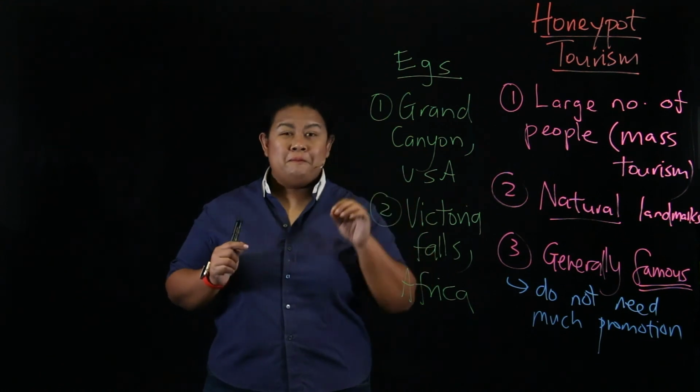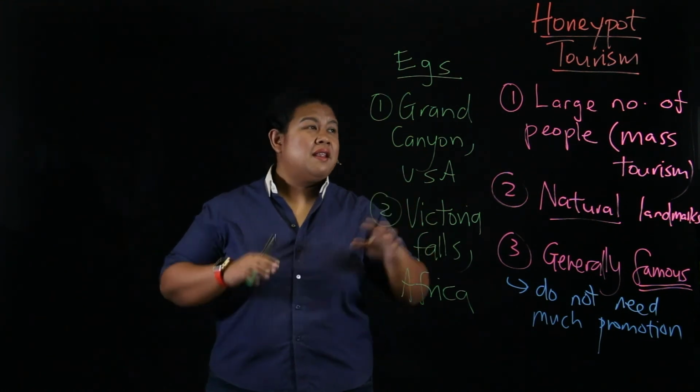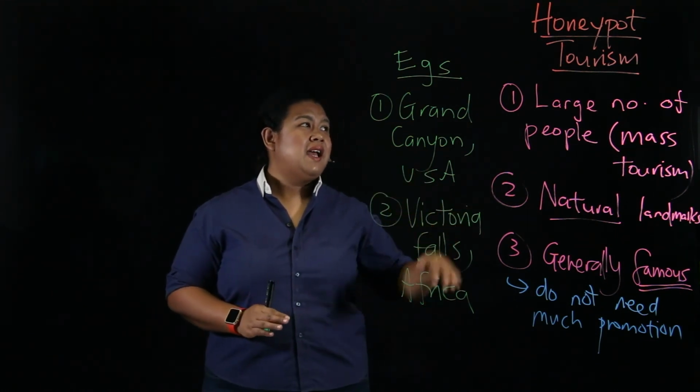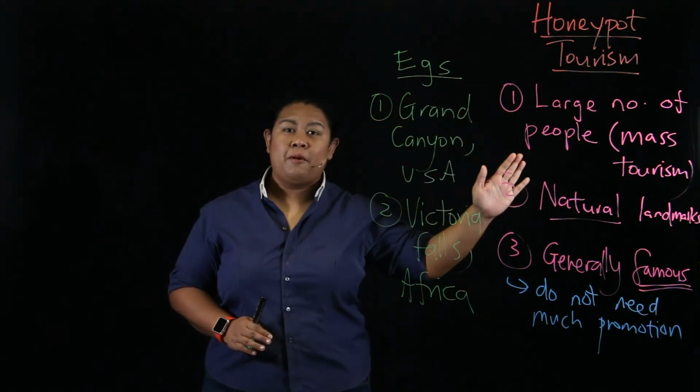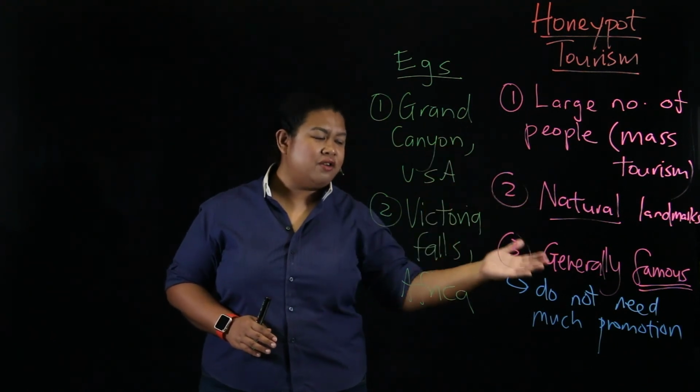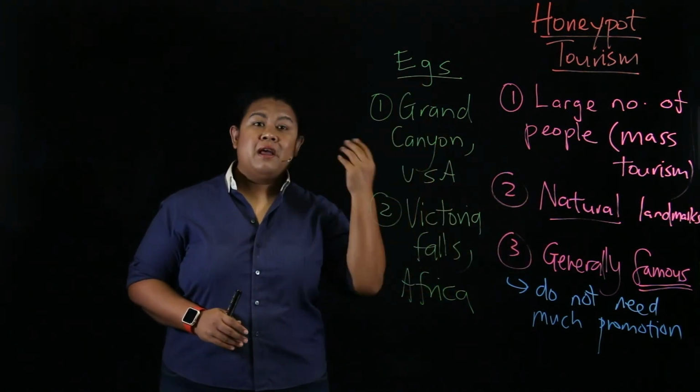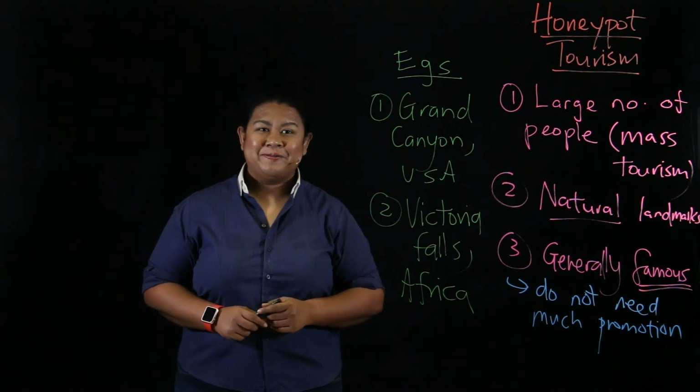Okay, so for your exams, the most important thing you must remember is that to play it safe, just say that honeypot tourism, it's about large number of people, natural landmarks, generally famous, and have at least two examples ready.